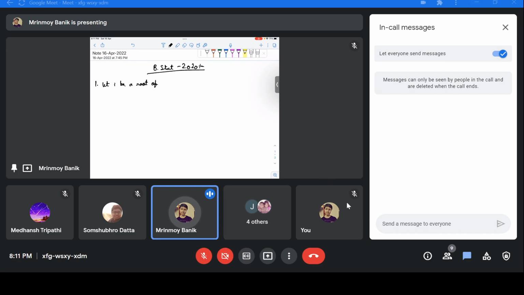Okay, so let i be a root of x squared plus 1 equals 0. That is, i is the imaginary number. And omega be the root of x squared plus x plus 1 equals 0.